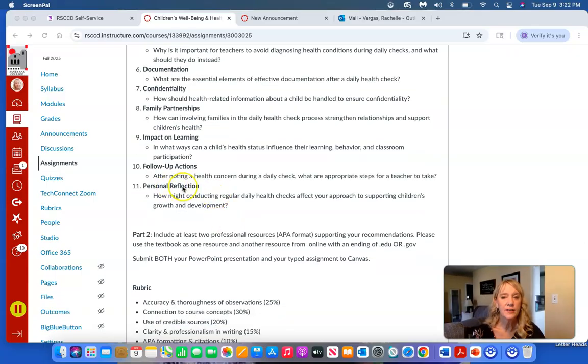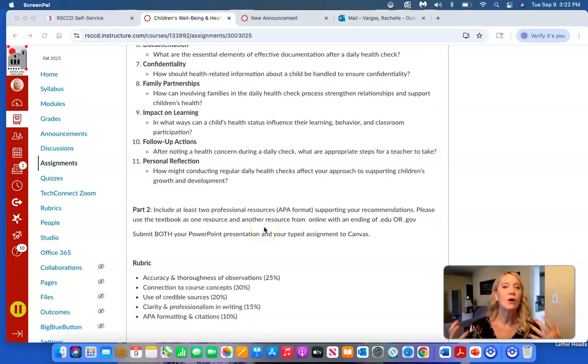And then you're going to have at the very end a personal reflection. So how might conducting regular daily health checks affect your approach to supporting children's growth and development? So again, this part of the assignment is really focusing on health. Our next one will be observation on safety. And then the last one is nutrition. So this one's really kind of about the impacts of health and safety for the kids. So it's just really going into all of this, okay?